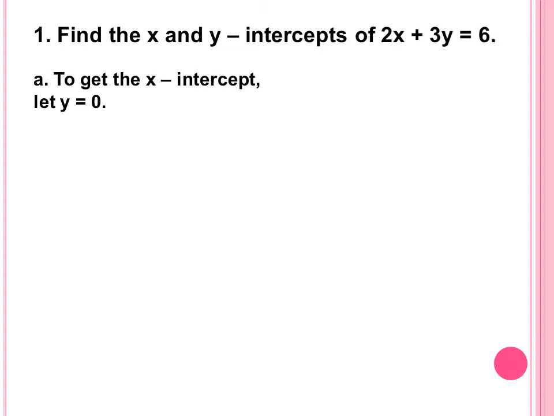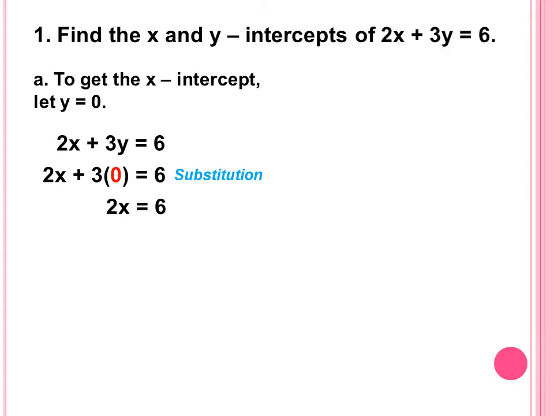So, paano ba yan? So, una, write down the given equation. 2x plus 3y is equal to 6. Ngayon, papalitan natin si y ng 0. Okay, so this will be 2x plus 3 times the quantity 0 is equal to 6. Okay, now, it is by substitution. We just substituted the value of y in the equation. After substituting the value of y, we will now simplify it.